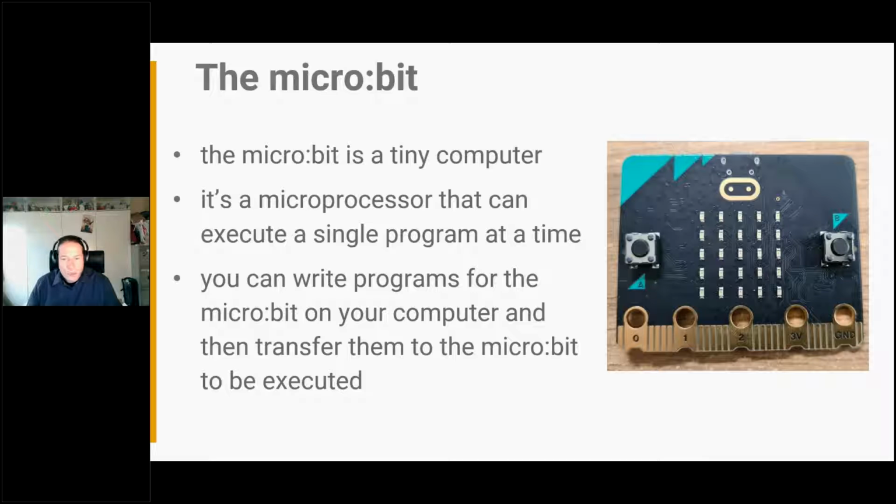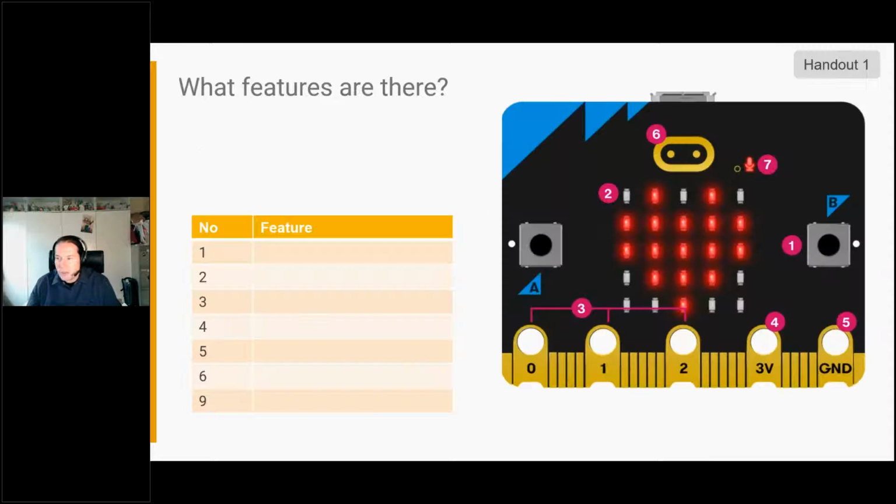So let's have a quick look at the features on the microbit. So this is a version 2 microbit. You may find that some of you have got version 1 microbits around, but this is the new version 2. So we've got the buttons A and B, which you'll be used to from the previous one, the LED display, but it also has a light sensor in there.